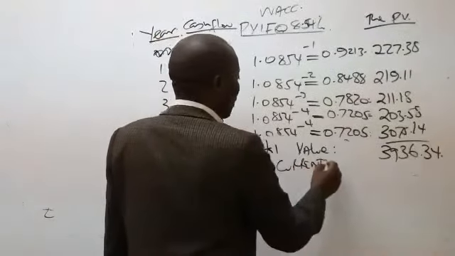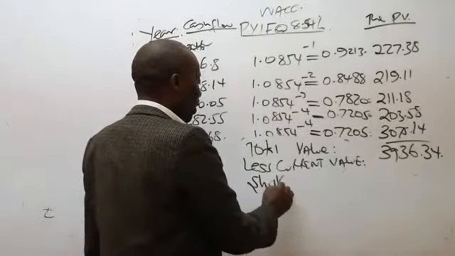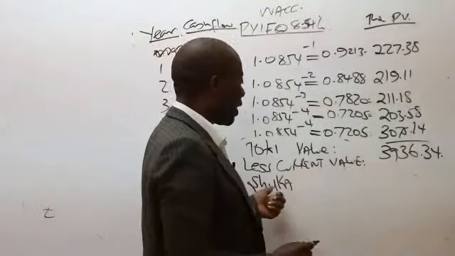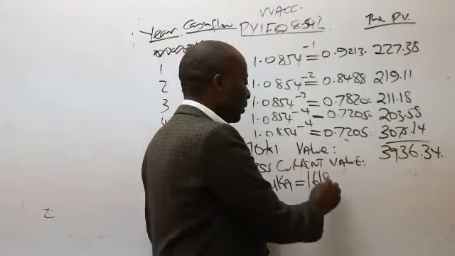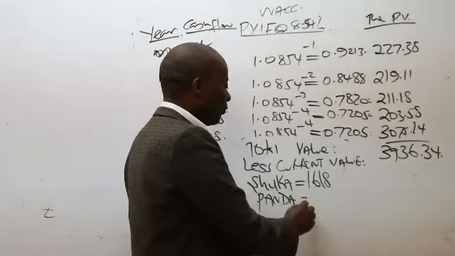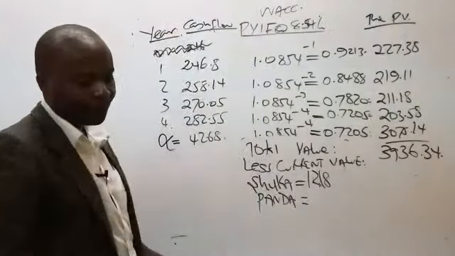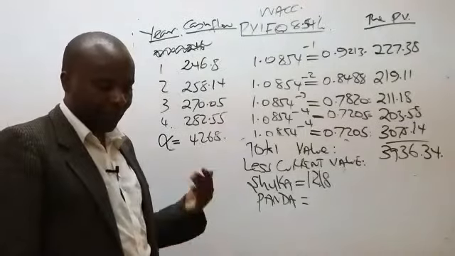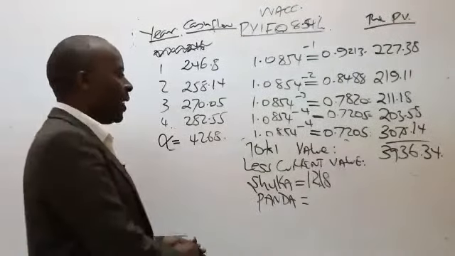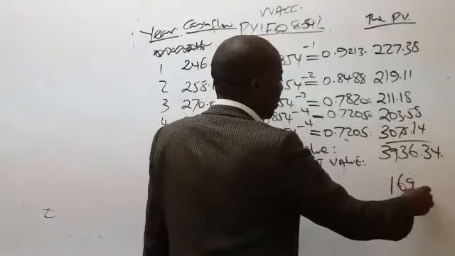When there are individual firms, we have the current value. Shuka, I remember, was 1280, and Panda, the current market value, was 480. It's at the very beginning. So 1280 and 480. Could you kindly add the two for me? It will come to 1698.